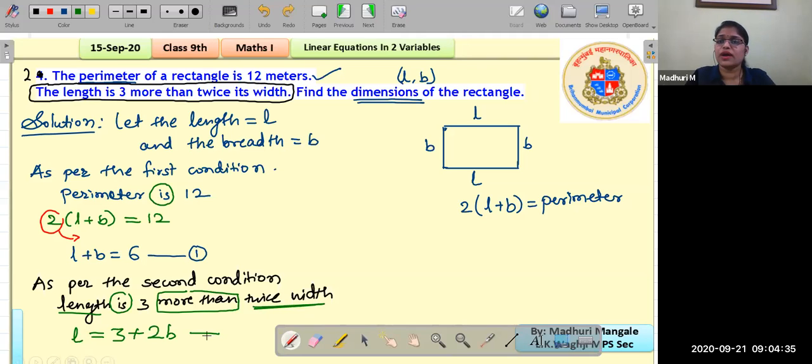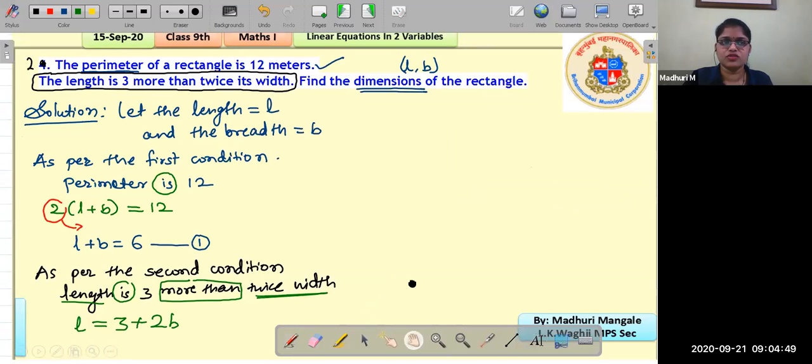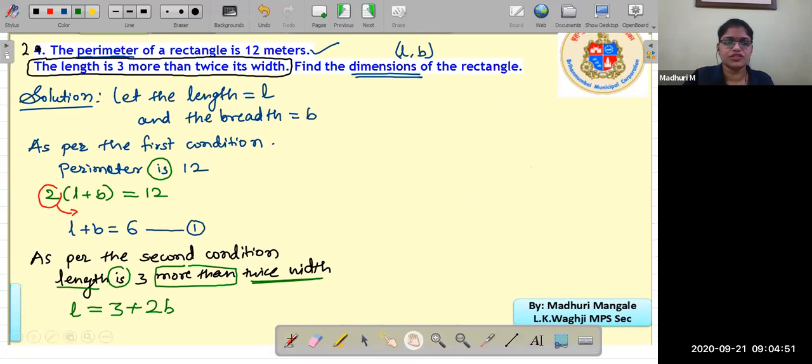But we need to write it in standard form. So, how do we write it in standard form? All the terms with variables should be on one side and the constant should be on the other side. So what are we going to do then? We are going to shift 2B to the other side. 2B over here is in addition, it moves to the other side and that would be subtraction. So L minus 2B equals 3. This is the second equation. I hope that's very clear.